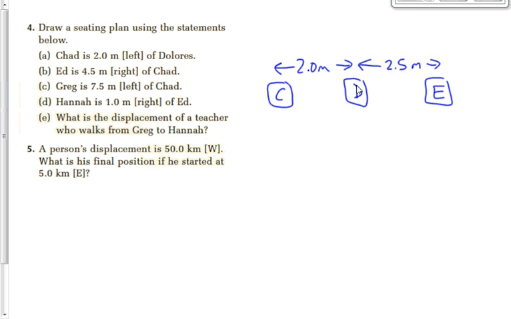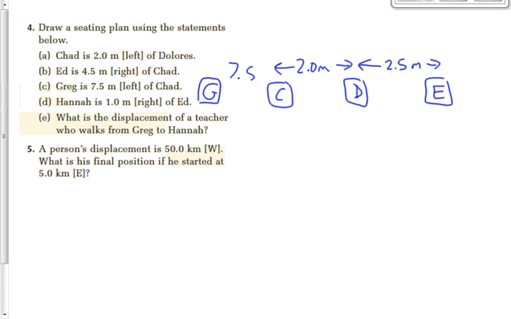Okay, so what do we got here now? Greg. Greg is 7.5 meters to the left of Chad. Somebody want to draw in Greg here? When I was in school, everybody always wanted to come up to the board and participate. Nobody wants to do this? Okay, right. We'll make you do a couple of them. We're not going to let you off the hook with just one. Okay, 7.5 meters to the left of Chad. That looks good. Is that right, guys?